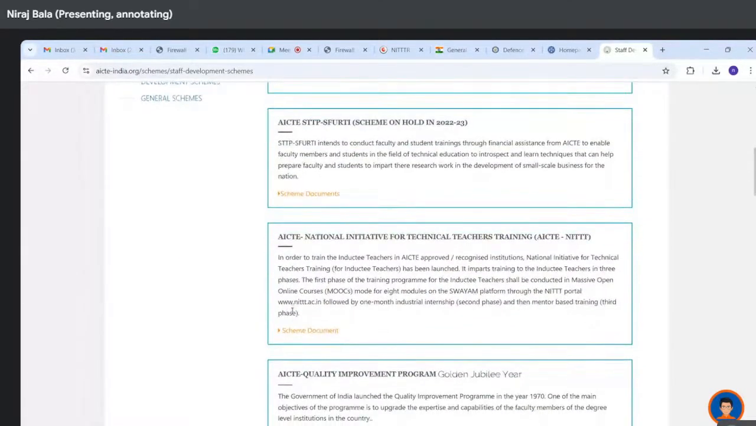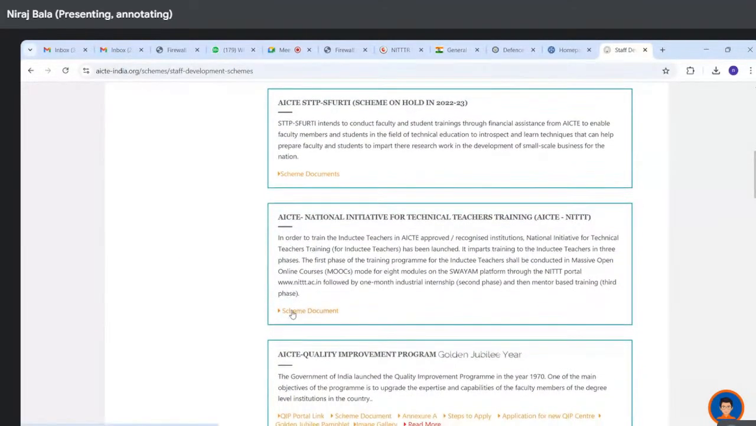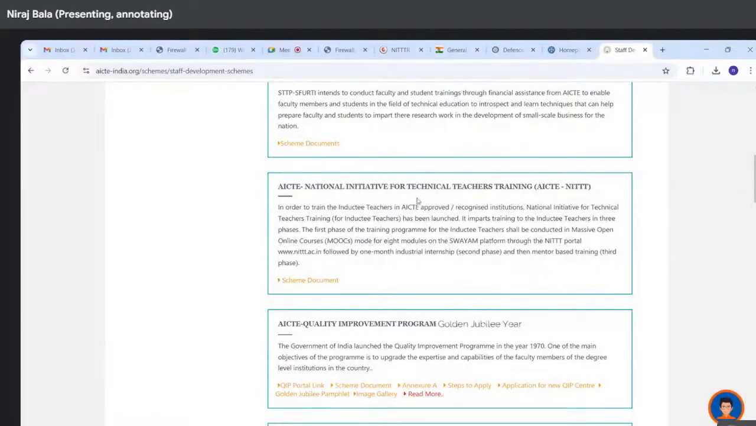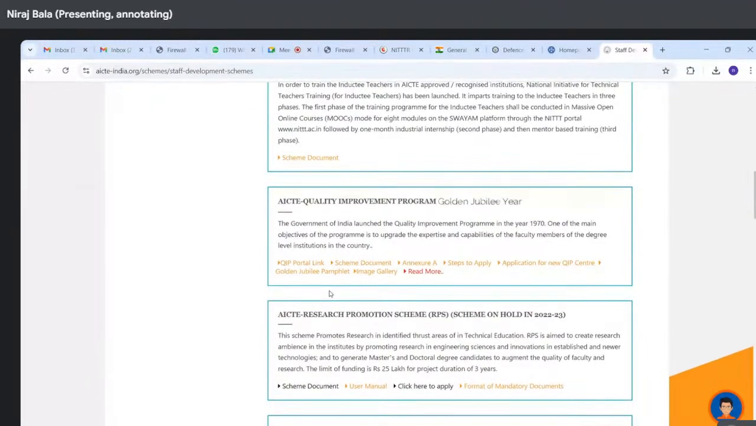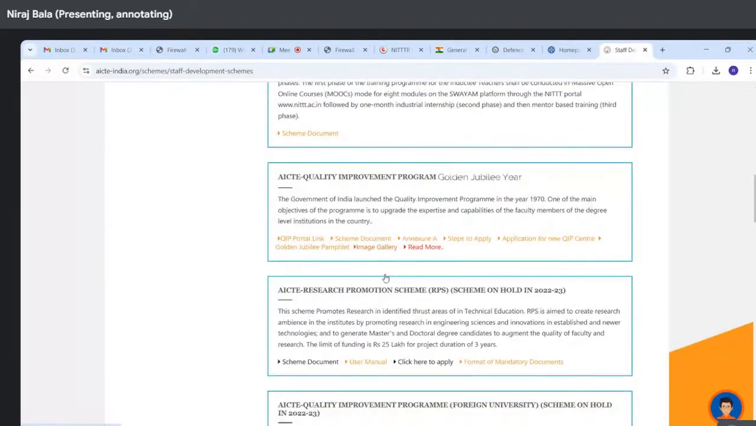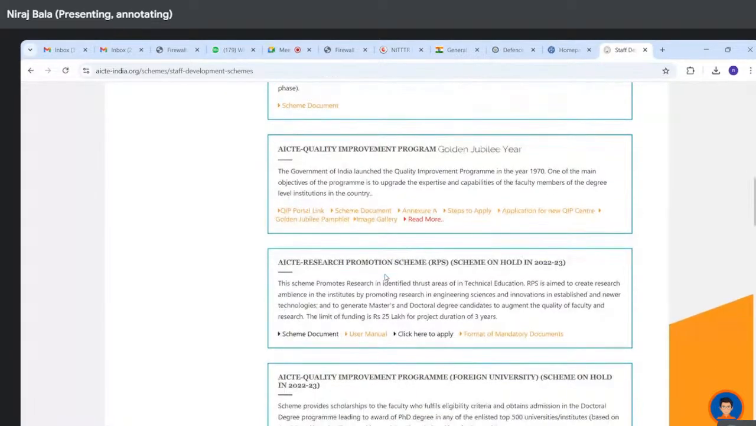So we have this National Initiative for Technical Teachers Training, NITTT. Under this, you have to complete certain MOOCs programs. If you are a new student, then there is the Quality Improvement Scheme. Suppose a faculty member wants to go and do further studies, a PhD and so on. Under QIP, they get some scholarship.